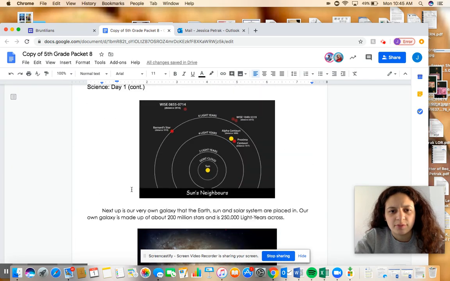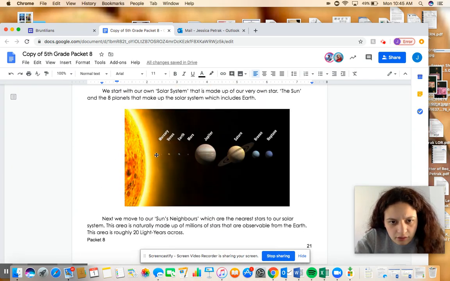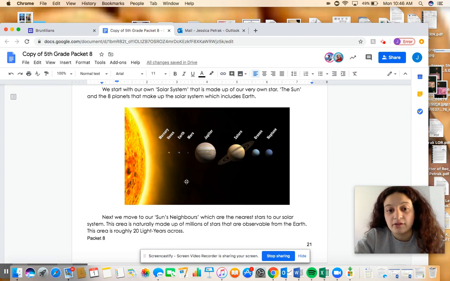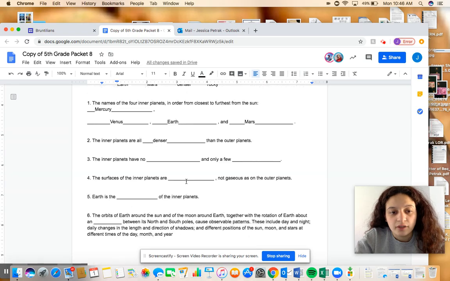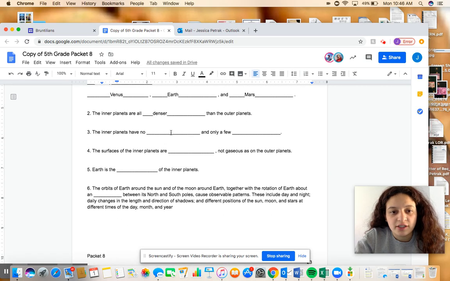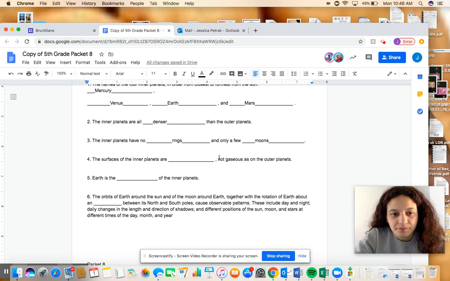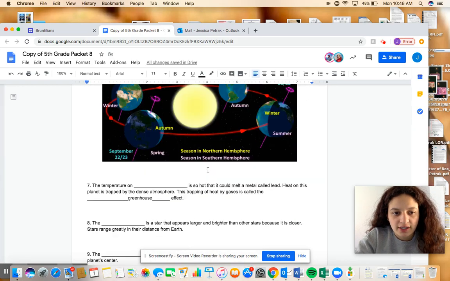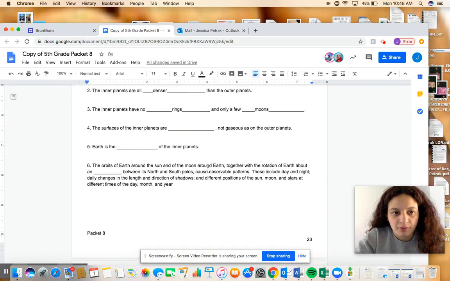Let's go back up to this picture. Mercury, Venus, Earth, Mars. I don't see any rings. So I would say the inner planets have no rings and only a few moons. Okay. So I did about half of the problems for you.